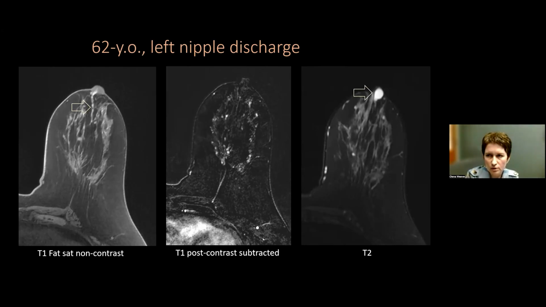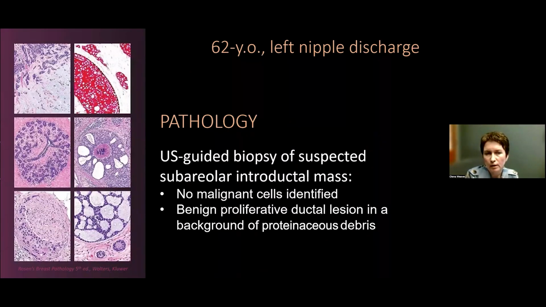So this is her cyst. We did end up doing an ultrasound-guided biopsy of that little possible subareolar mass, and it was a benign finding, no malignant cells, benign proliferative ductal lesion on the background of proteinaceous debris. So in this case, it was a true negative, a bit challenging for CEM, of course, because of the background parenchymal enhancement. But one of the reasons for demonstrating this case is that MRI might not be helpful.